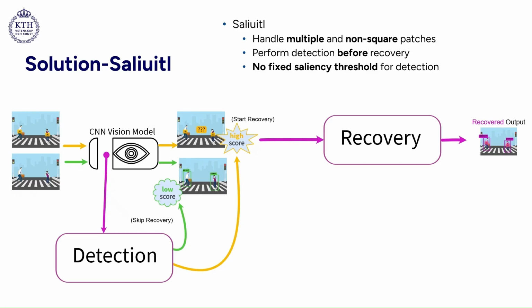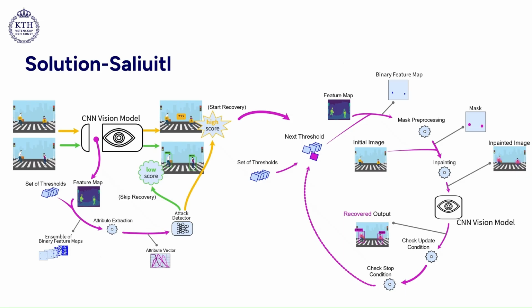This slide shows a high-level simplified description of Saliuitl. During the detection stage, Saliuitl leverages the output of a hidden layer of the CNN victim model in order to produce a detection score. And if the score is low, then Saliuitl will completely skip the recovery stage. However, if the score is high enough, Saliuitl will perform the recovery stage to undo the effect of the detected patch attack. This two-stage structure emphasizes how Saliuitl always performs detection before attempting recovery. Let us now go through each step in these detection and recovery stages.